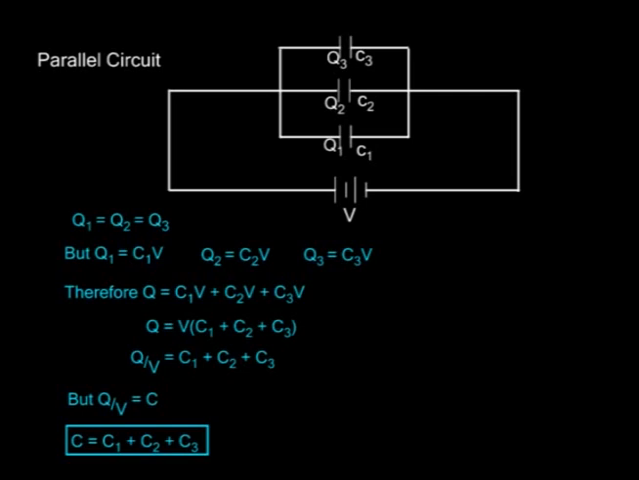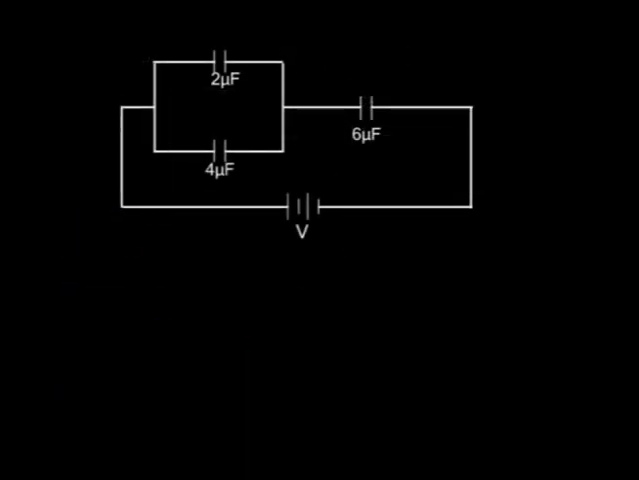Now, to find the effective capacitance of a series parallel arrangement, the network is systematically reduced into a single capacitor. Let's take an example. Now, the capacitors on your screen are connected in parallel and in series. Calculate the effective capacitance. Solution: the 2 microfarad and the 4 microfarad capacitors are in parallel. The combined capacitance is therefore equal to 2 plus 4, which is equal to 6 microfarads.